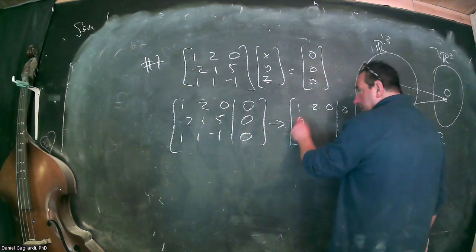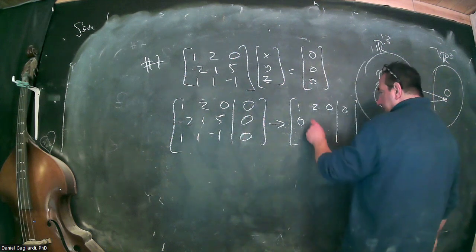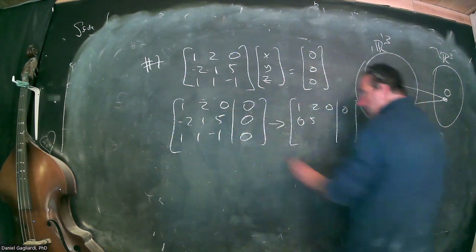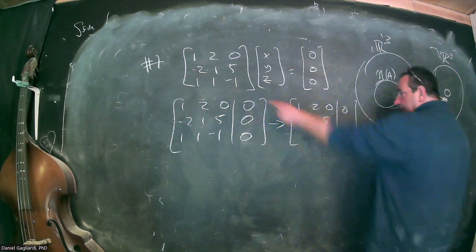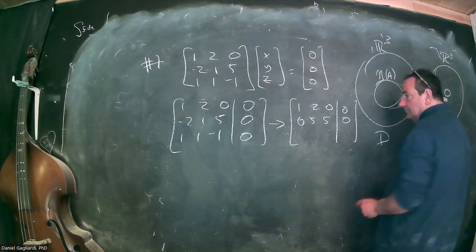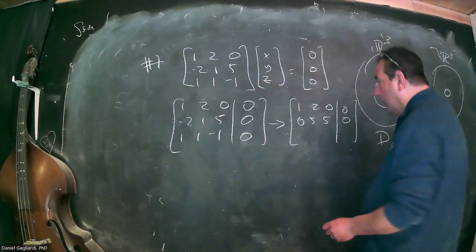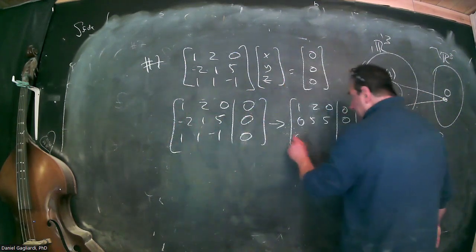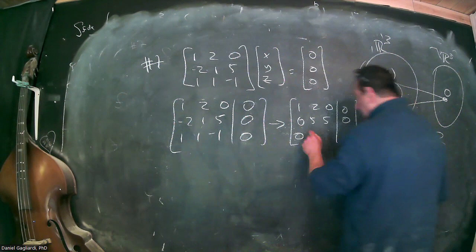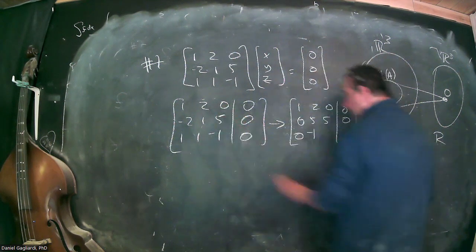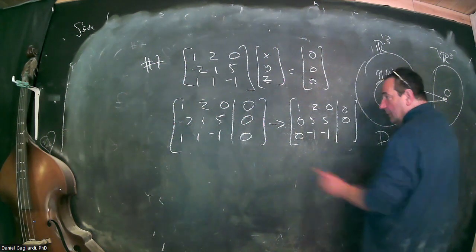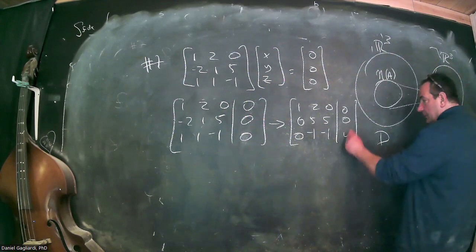Okay, that gives me 0. 2 of these added to that, it gives me a 5. 2 zeros added to 5 is 5, and 2 zeros added to 0 is 0. Also, let's take row 3 and subtract off row 1. So 1 minus 1 is 0. 1 minus 2 is negative 1. Negative 1 minus 0 is also negative 1. And once again, 0 minus 0 is 0.